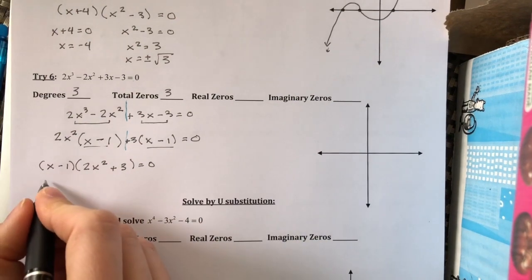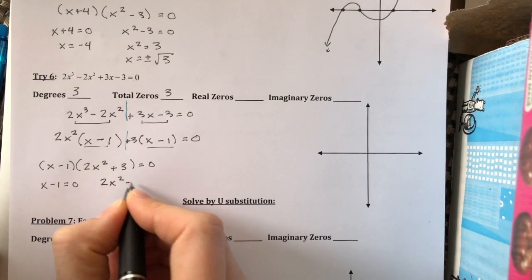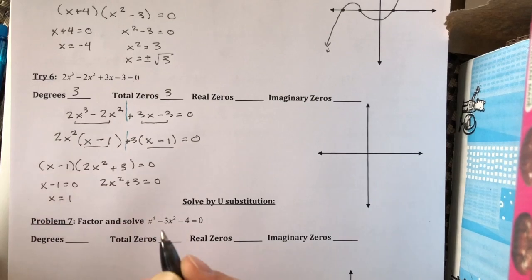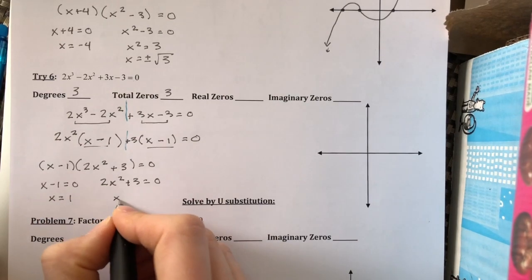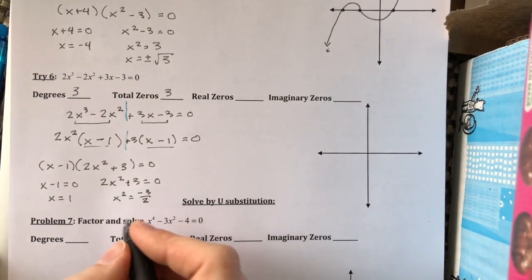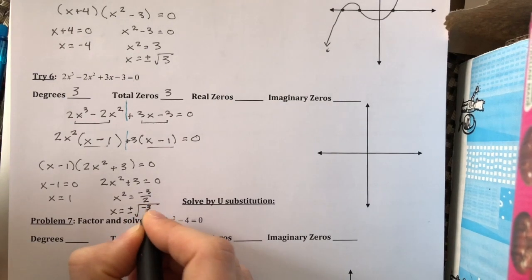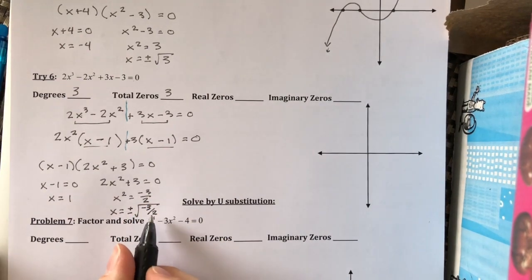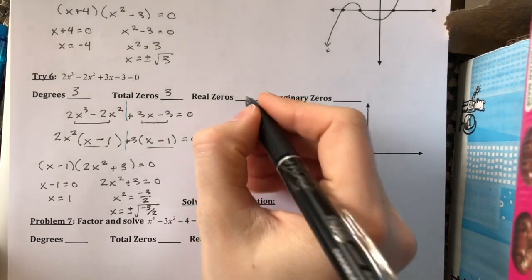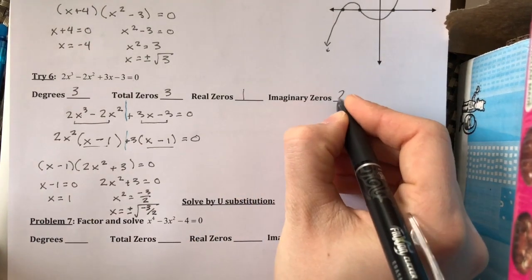So my zeros come when I set each factor equal to 0. So this one will be x equals 1. That's real. But this one I get x squared equals -3/2. Uh-oh. Well, when I take the square root, I get plus or minus the square root of -3/2. Well, if I have a negative inside a square root, that means it's imaginary. So I have 1 real 0, that's this one, and 2 imaginary zeros.